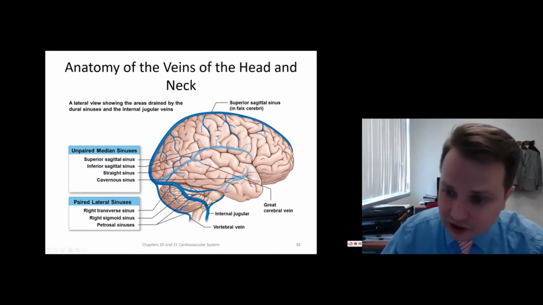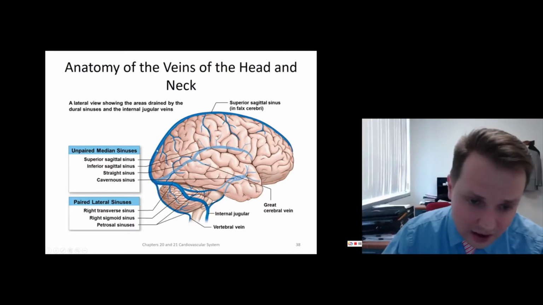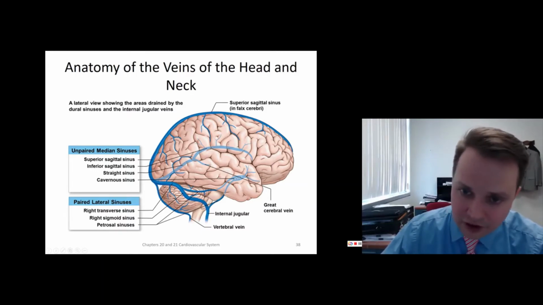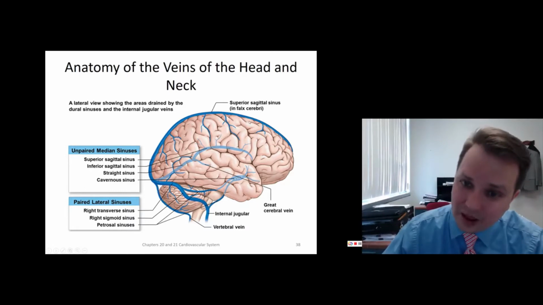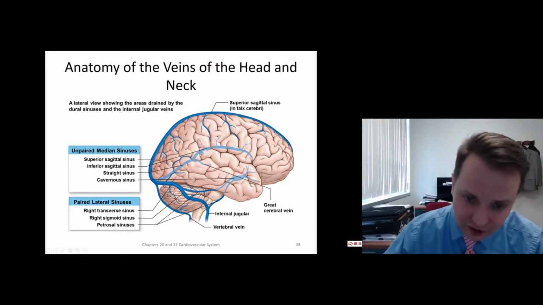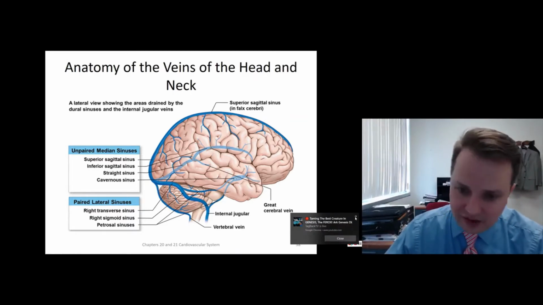So we're going to start here at the very top with the superior sagittal sinus. It sits in the dura itself. It's a dural sinus. Now remember, in anatomy, we don't use words we don't need. If there is a superior sagittal sinus, there's an inferior sagittal sinus.